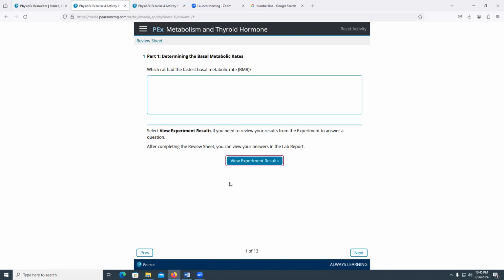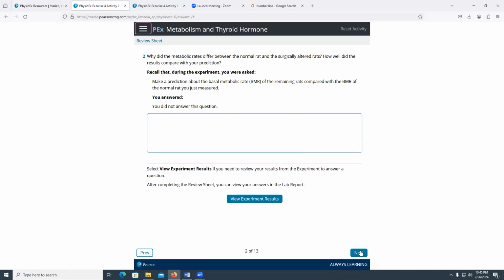The other two rats are missing an entire component of their hypothalamic pituitary thyroid axis, so their basal metabolic rate will be lower. Why did the metabolic rates differ between the normal rat and the surgically altered rats? As we said, they are missing a whole component of their axes. The normal rat had the highest basal metabolic rate because it had 3 intact glands: the hypothalamus, the pituitary gland, and the thyroid gland. That intact hypothalamic pituitary thyroid axis is important for regulating the release of thyroid hormone. If you're missing a gland, then you're missing a hormone.